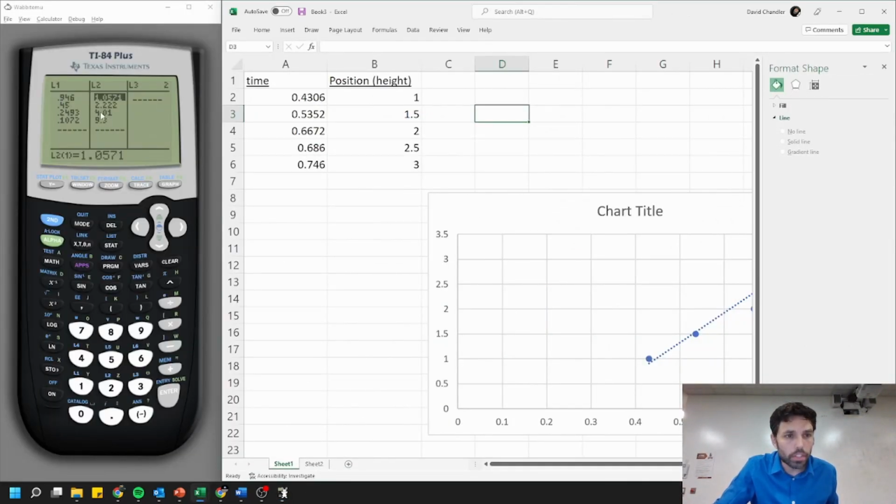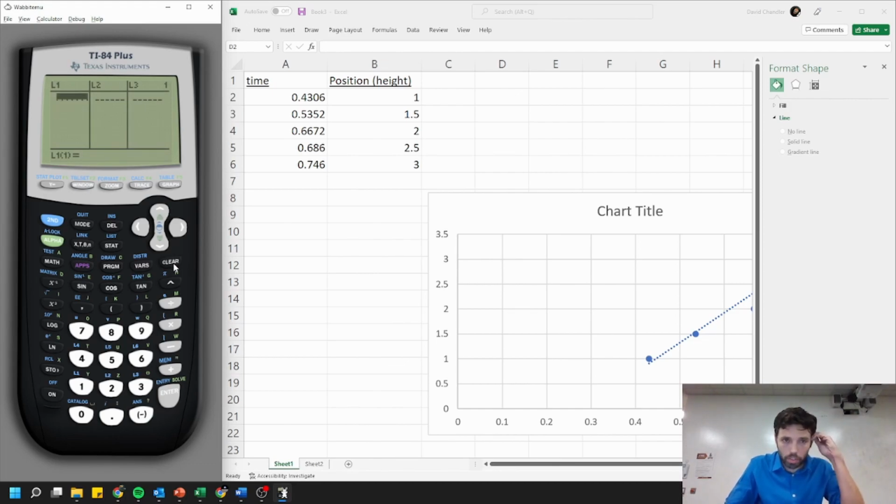And let's get those numbers in here. So we're going to go up here and we're going to clear out this list. And here we go.